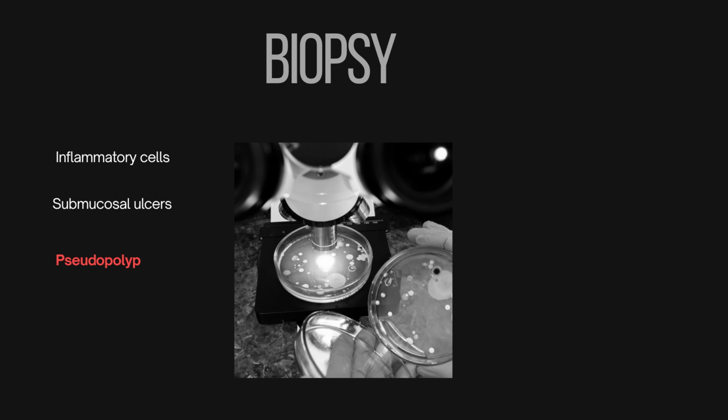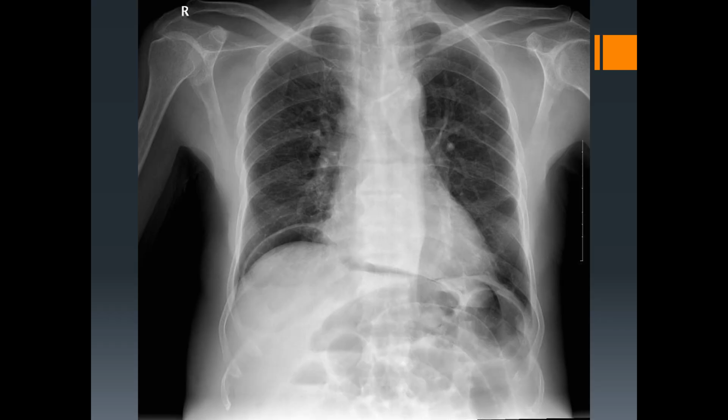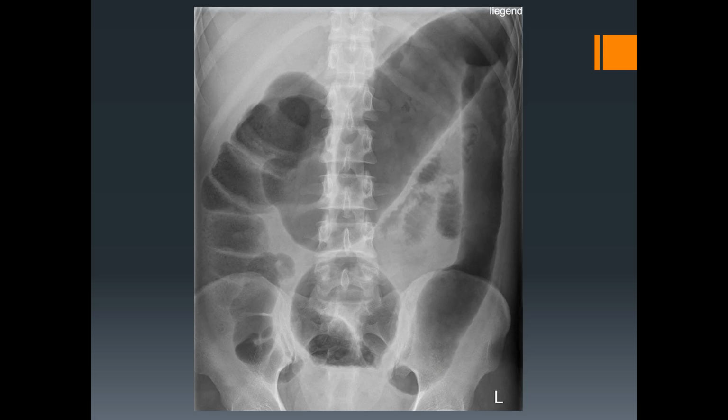During sigmoidoscopy, they would take a biopsy of it and look under the microscope and they would see the neutrophil aggregation. That's a definitive diagnosis. Abdominal X-ray can be done to rule out bowel perforation, also to check for a toxic megacolon and mucosal thickening. At the same time, CT scan with contrast can be done to look for mucosal thickening.